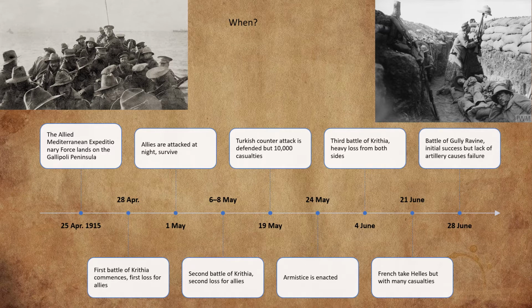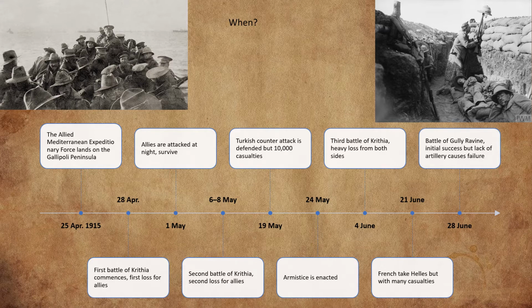On the 24th of May, an armistice is enacted so that the troops can go and gather the dead bodies and bury them. On the 4th of June, the Third Battle of Krithia. It's a heavy loss from both sides, but the Allies do end up losing that battle also.